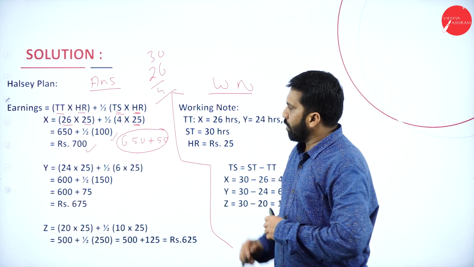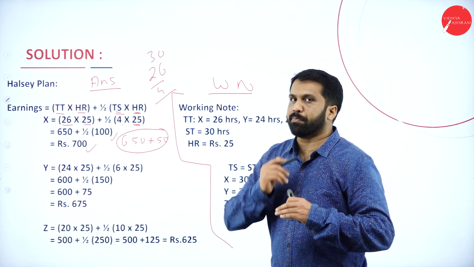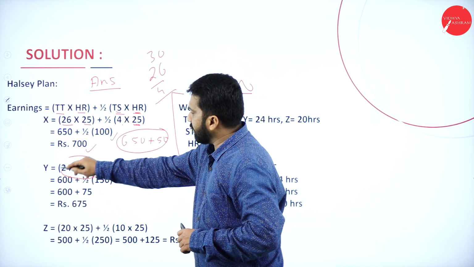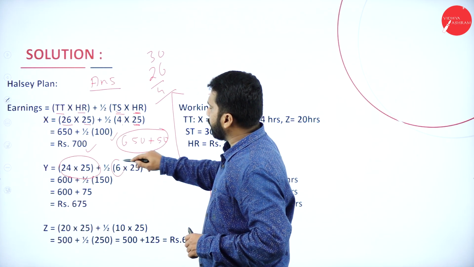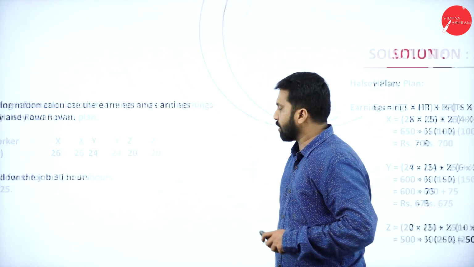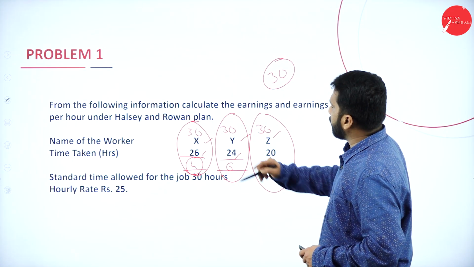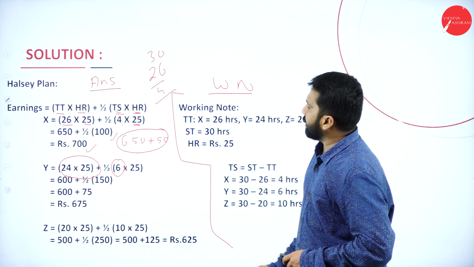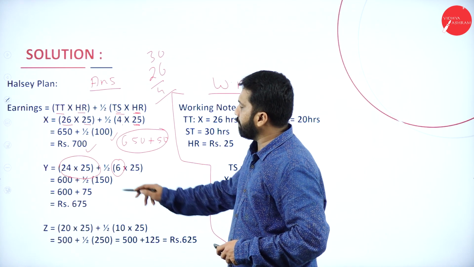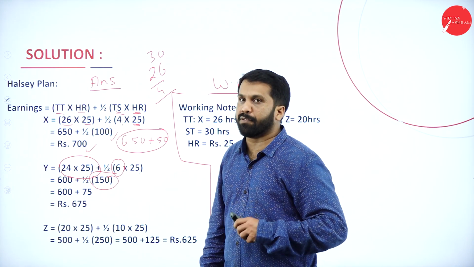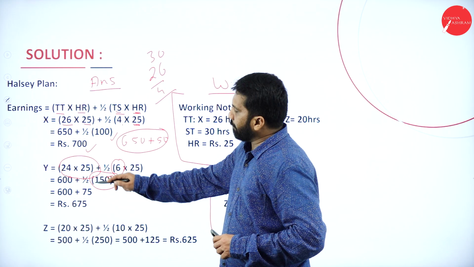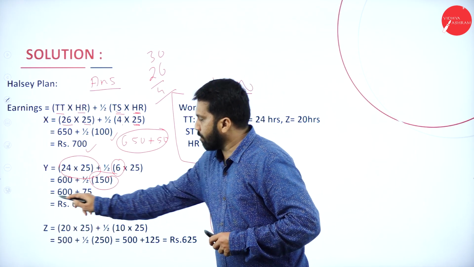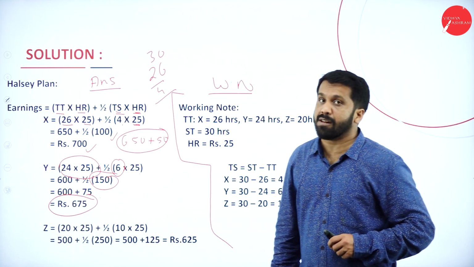Now, we'll go for the y, the second person. Time taken into hourly rate, it is easy. Your time saved is 6. How come time saved 6? See, out of 30, minus 24, it will be 6. So you have saved 6 multiplied with 25. This will be 150. Now, half of 150 is 75. 75 plus 600, your answer is 675.